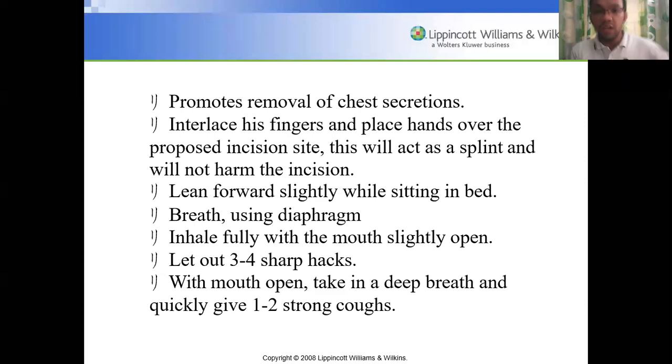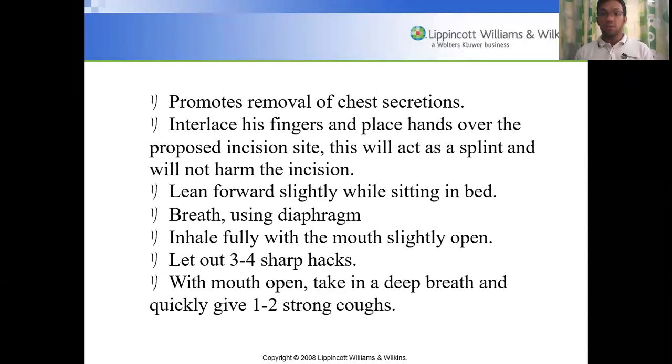They should also lean forward slightly while sitting in the bed. Breathe again using the diaphragm. I've already taught you that earlier. Inhale fully with the mouth slightly open and let out 3 to 4 sharp huffs. This means let out 3 to 4 coughs in order for the patient's secretions to be cleared out. With the mouth wide open, take in a deep breath and quickly give again 1 to 2 strong coughs.